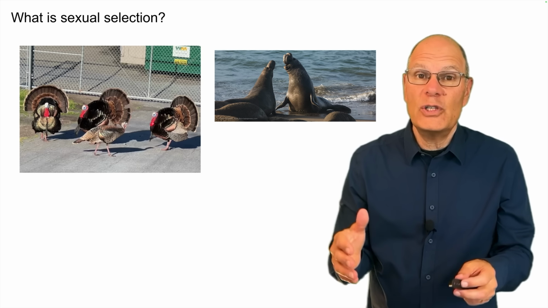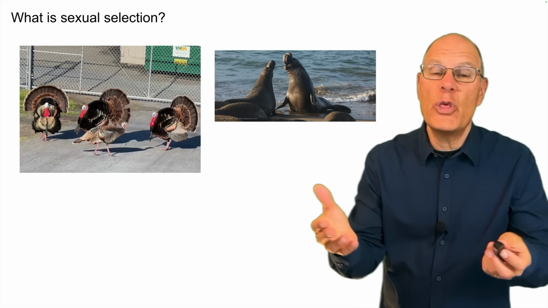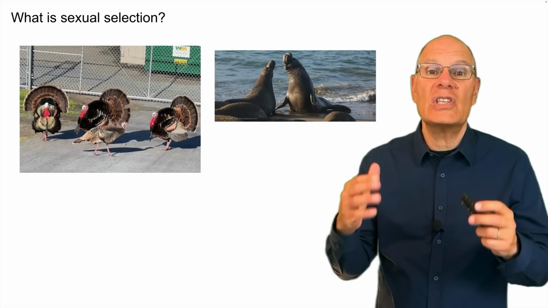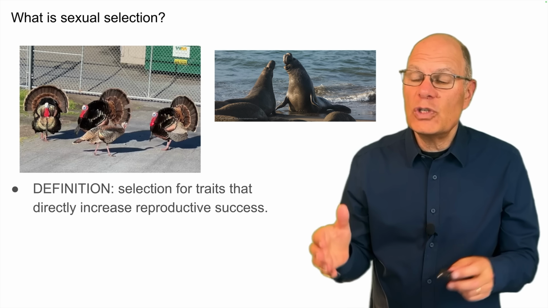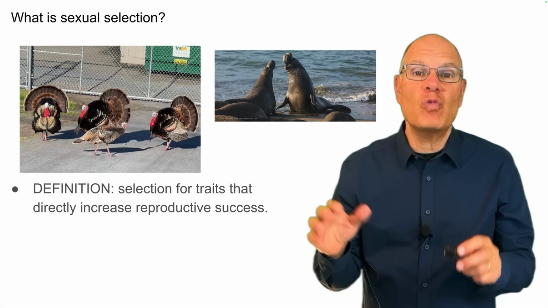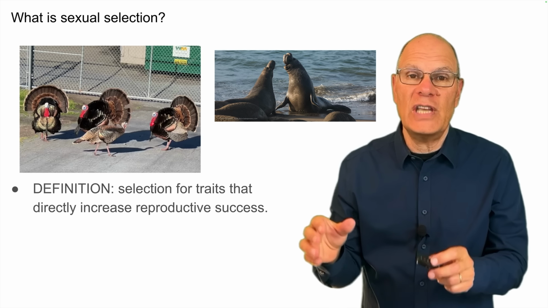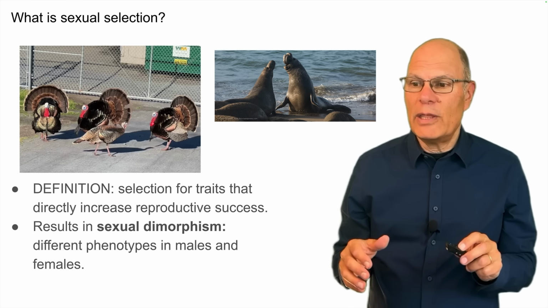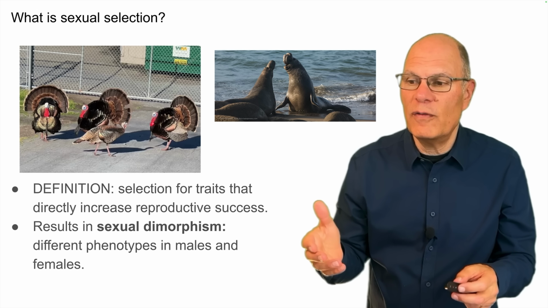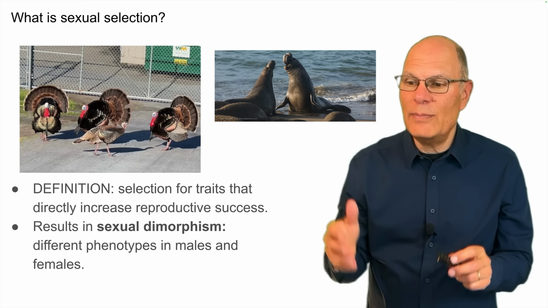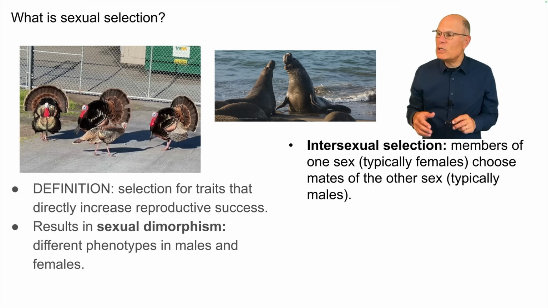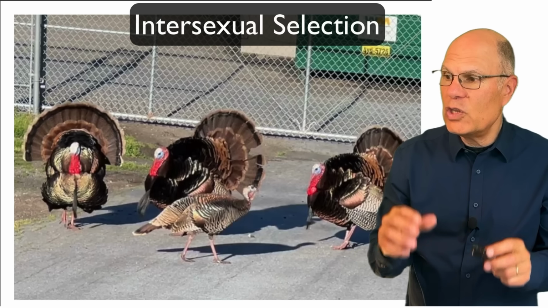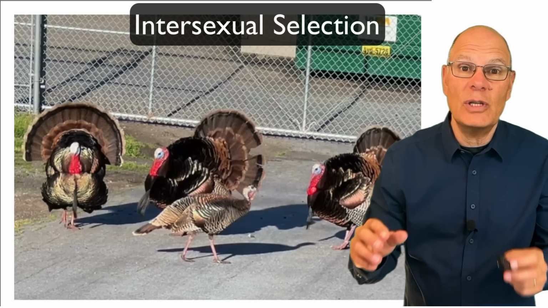In addition to artificial selection and natural selection, a third type of selection to know about is sexual selection. Sexual selection is selection for traits that directly increase reproductive success. They create an evolutionary dynamic that results in sexual dimorphism, where there are different phenotypes in males and females. One type to know about is called intersexual selection, and that's where members of one sex, typically the females, choose mates of the other sex that are typically males.